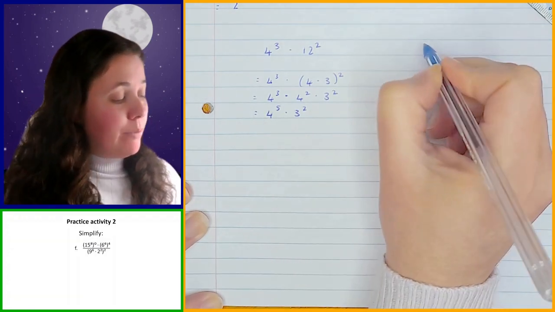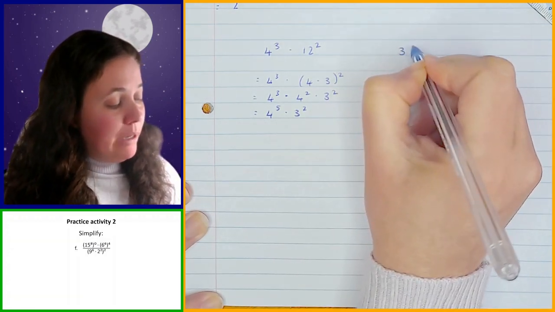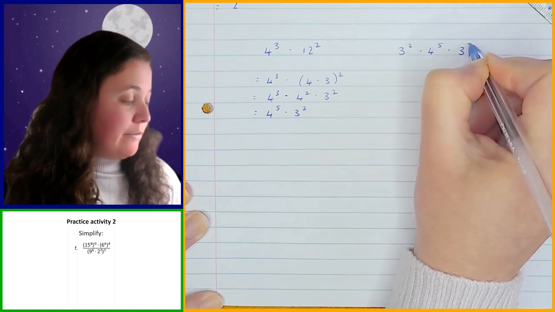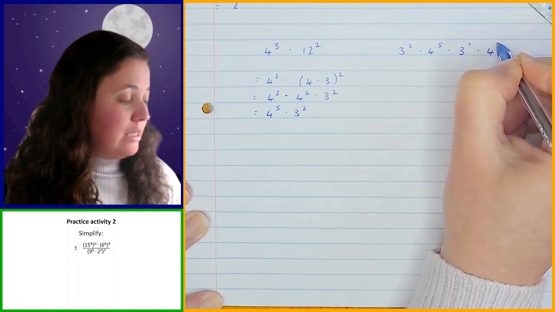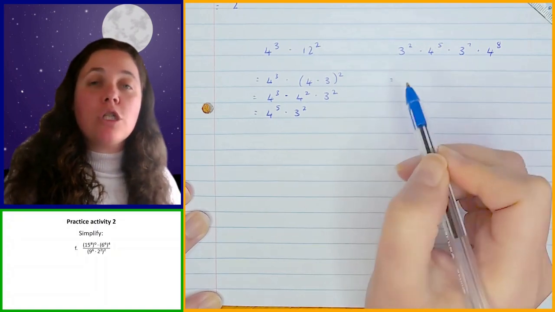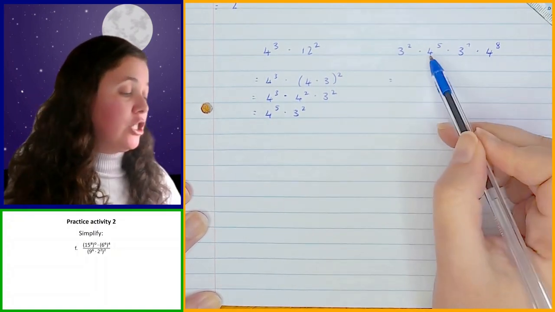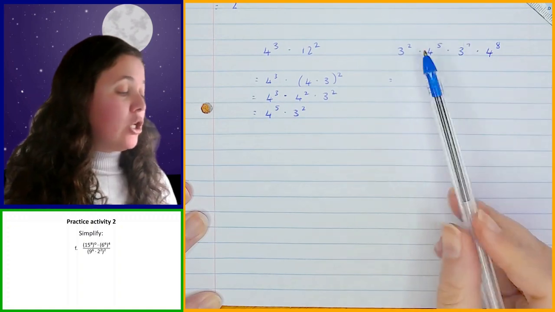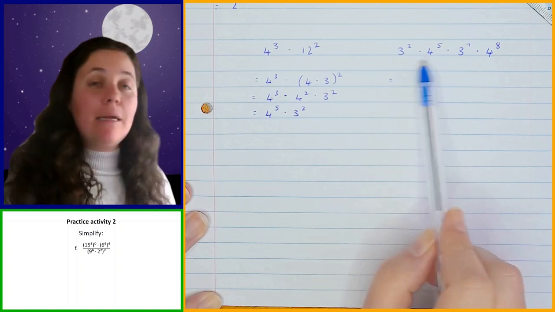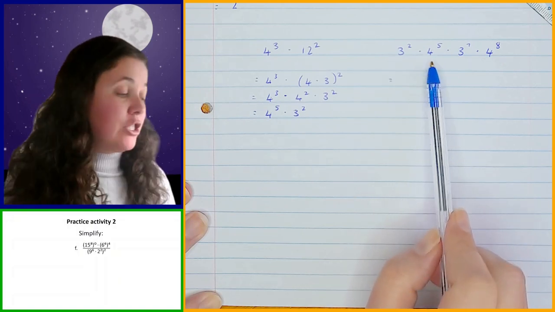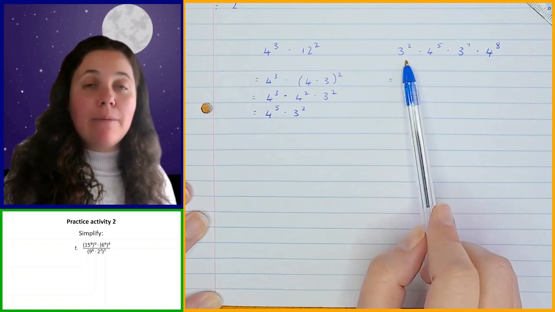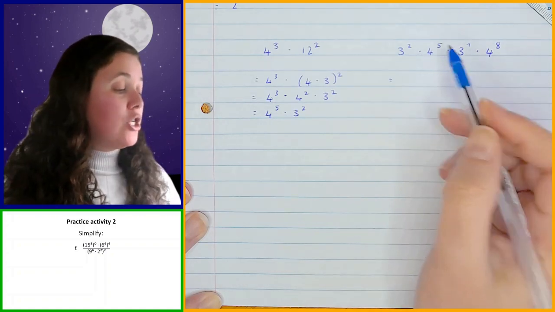Another example would be if you had something like this, 3 to the power of 2 times 4 to the power of 5 times 3 to the power of 7 times 4 to the power of 8. Okay, now in this case over here, I'm not going to worry at all about changing the 4 to anything, because if you look at it, 3 and 4 do not share any common factors. So no matter what I change the 4 to, if I change it to 2 squared, it's still not going to allow me to work with those together. I'm still not going to be able to combine them into one power. So I don't need to.